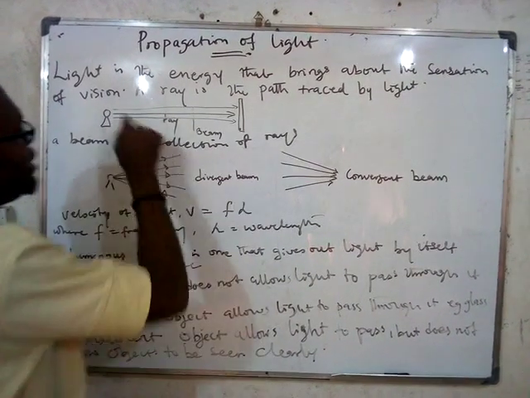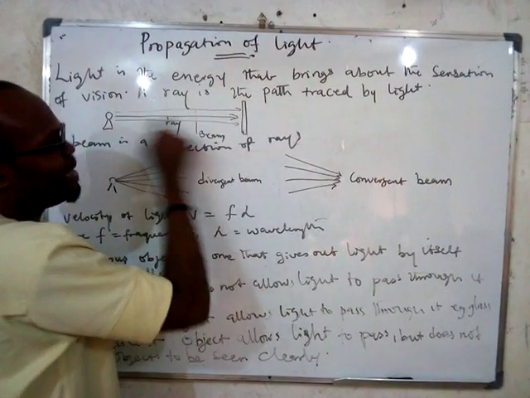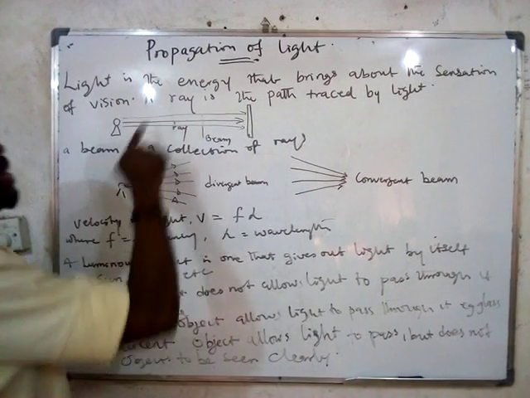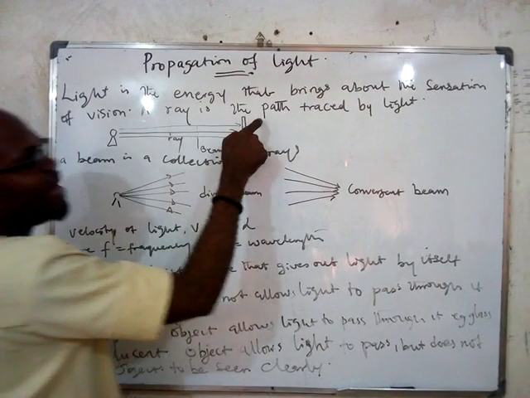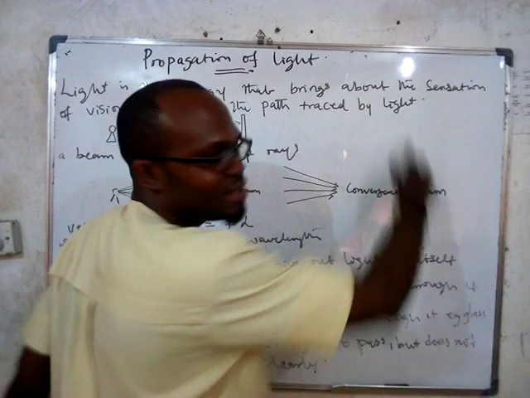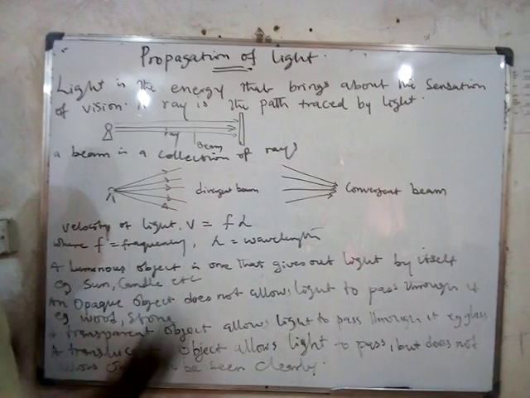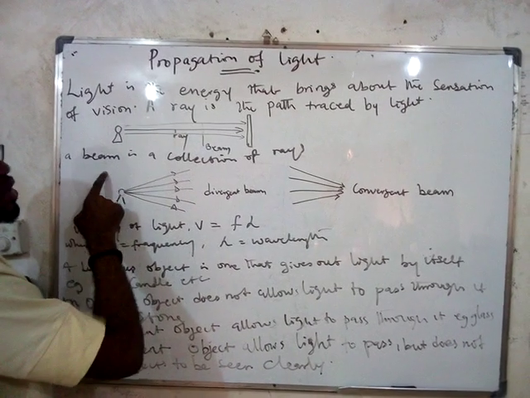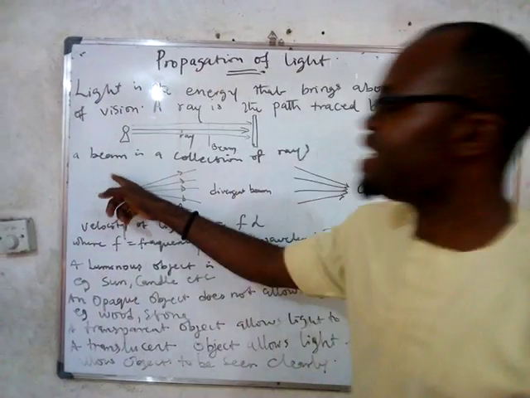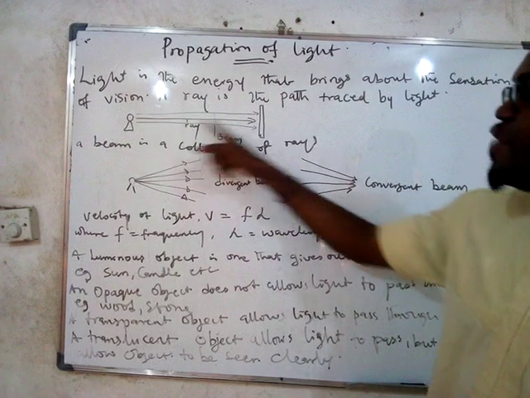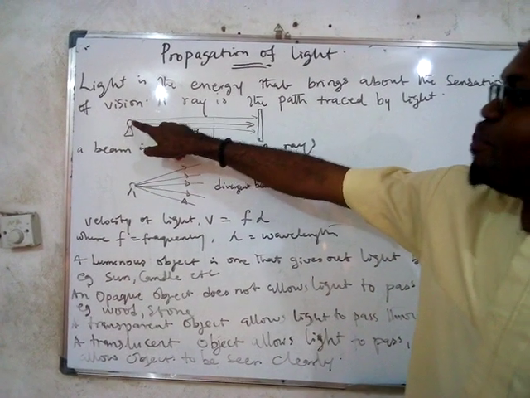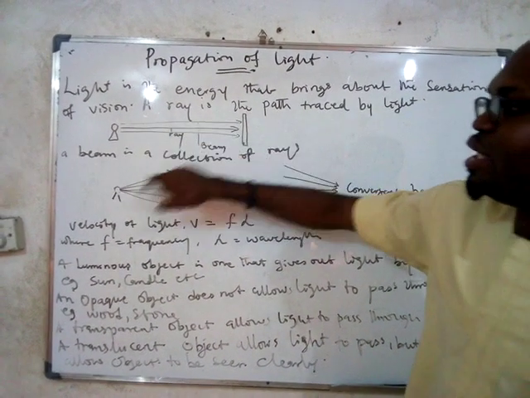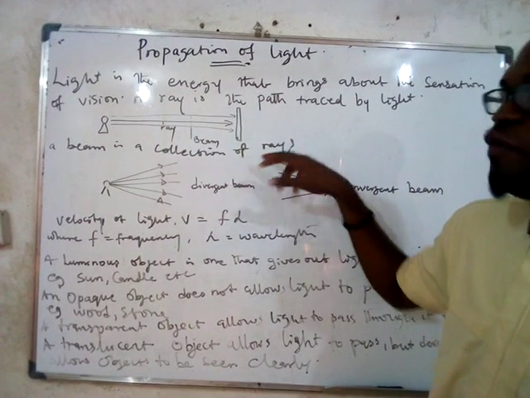Is that clear? This individual ray or path of the light is known as a ray, and we say a ray is the path traced by what? Light. When these rays are more than one, we call it a beam. We call it what? Beam. These are rays. Individual path of light is known as a ray, but a beam is a collection of what?